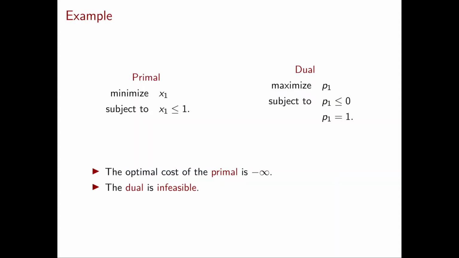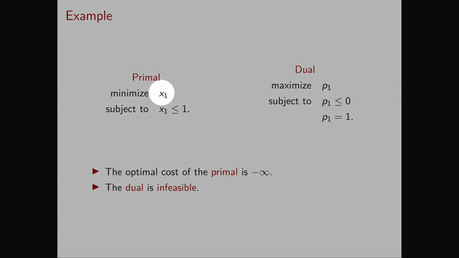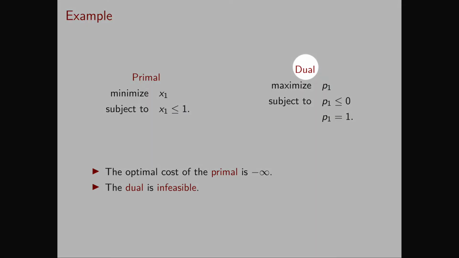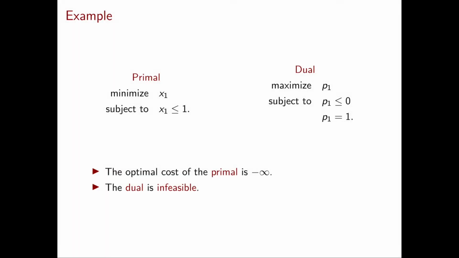Now let's see an example of the corollary that we have just proven. Let's say that in the primal we minimize x1 subject to x1 less than or equal to 1. Clearly, the optimal cost of the primal is minus infinity. If we write down the dual, we obtain maximize p1 subject to p1 less than or equal to 0 and p1 equal to 1. Clearly, the feasible region to the dual problem is empty, and so the dual is infeasible.